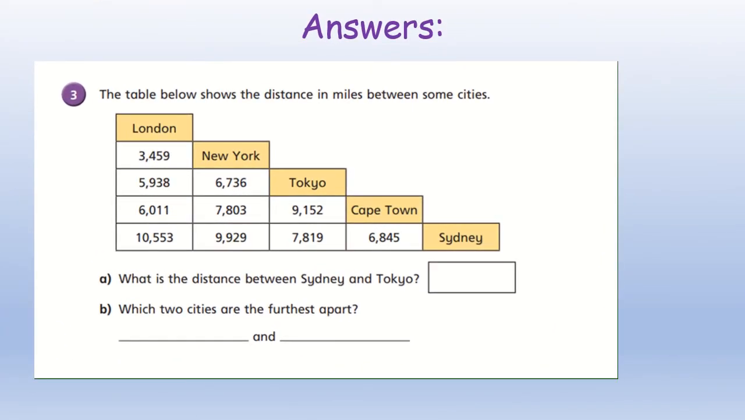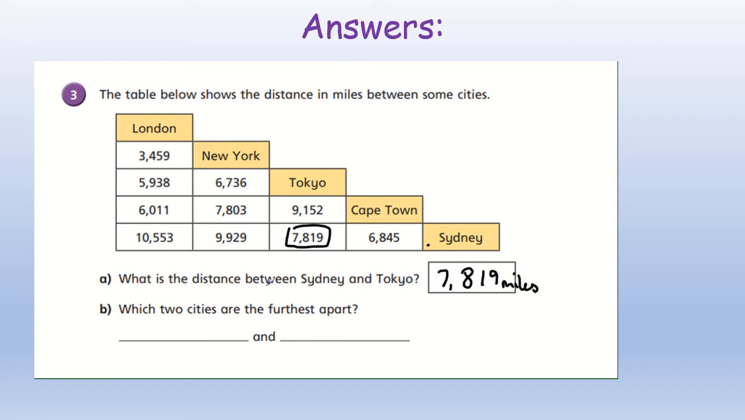And finally, the distance between cities. Question 1 asks for the difference between Sydney and Tokyo. So we find Sydney, go across until we hit Tokyo, and there's our answer. 7,819 miles. Remember, it was in miles.